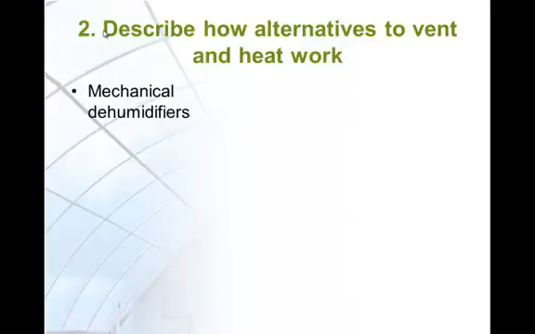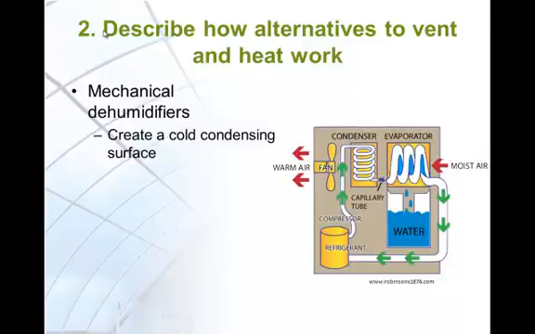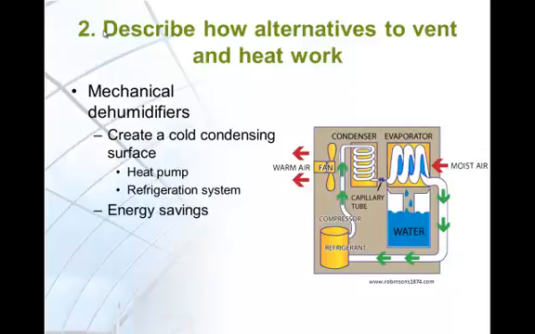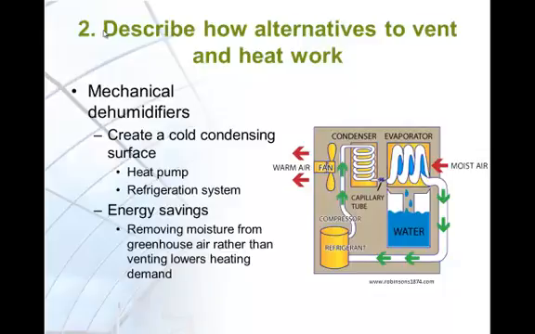We will now move to our second alternative, the mechanical dehumidifier. The mechanical dehumidifier works by creating a cold condensing surface. This may be accomplished by using a heat pump to separate greenhouse air into warm and cold, with the cold air being used to create the condensing surface. This may also be accomplished by using a refrigeration system. A mechanical dehumidifier saves energy by recycling warm greenhouse air rather than venting it and replacing it with cold air from outside.